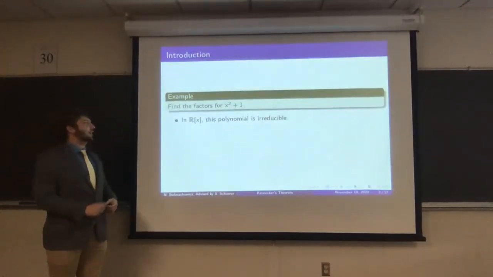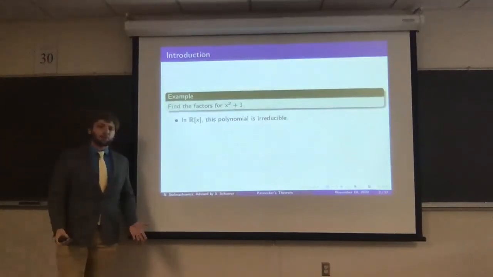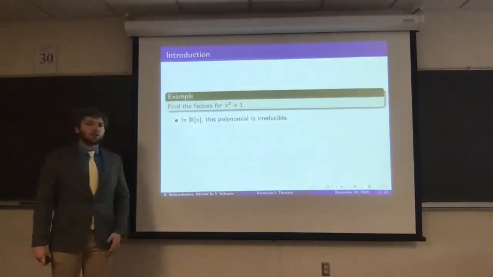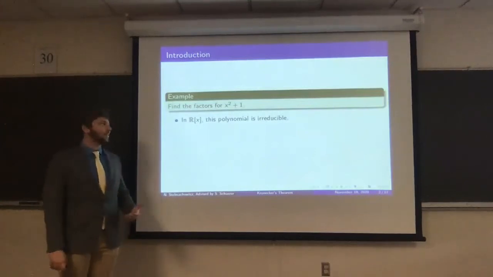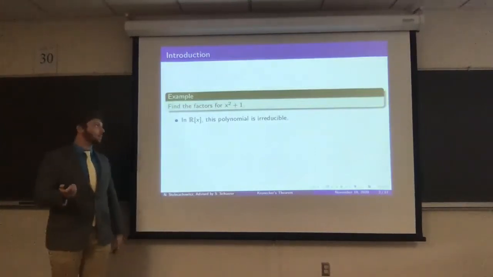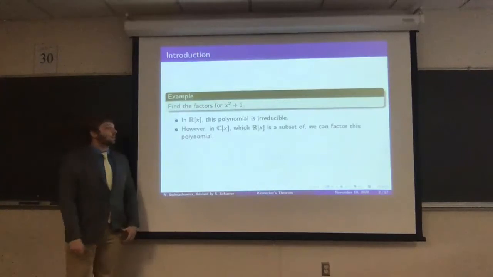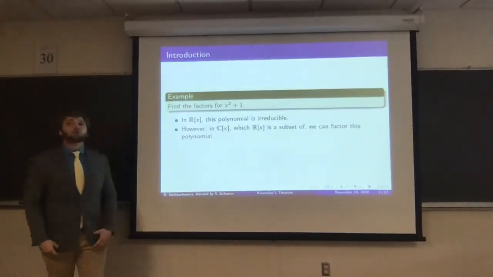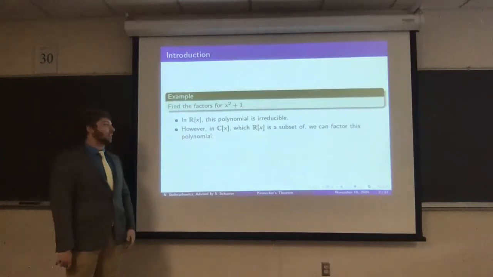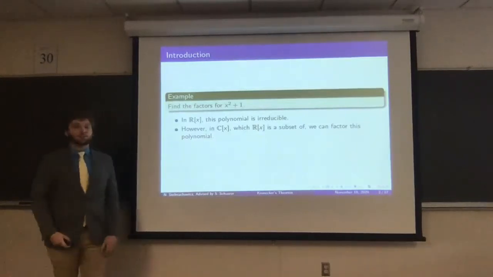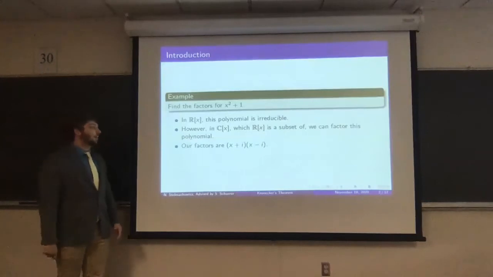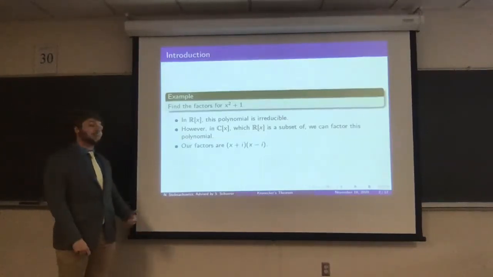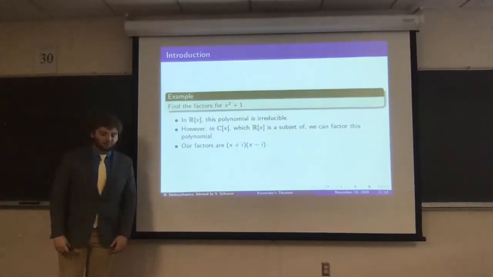Jumping straight into the introduction, we are going to find the factors of x squared plus 1. If we took a look in the ring of polynomials with real coefficients, we would find this polynomial to be irreducible. But intuitively, we know that this polynomial is not irreducible because if we looked in the ring of polynomials with complex coefficients, which R[x] is a subset of, we can indeed factor this polynomial. The factors of that polynomial being (x + i)(x - i).